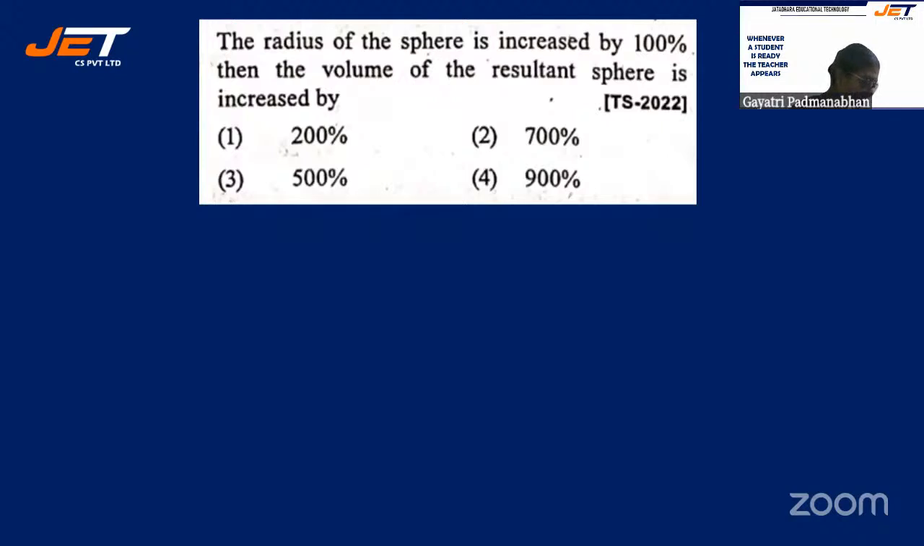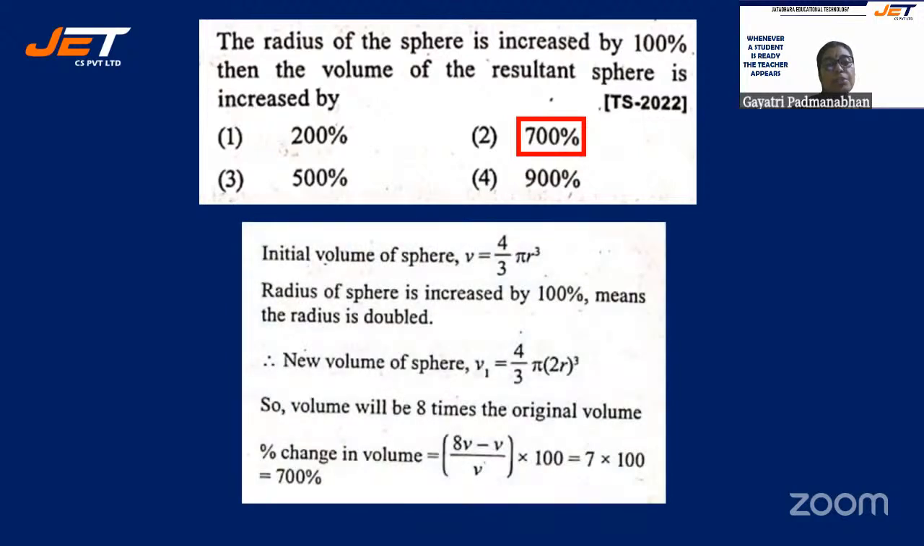The radius of the sphere is increased by 100%. Then the volume of the resultant sphere is increased by dash. Let's see the answer for this. Initial volume of the sphere is 4 by 3 pi r cubed. That is the volume of the sphere, students. Next, radius of the sphere is increased by 100%, which means that the radius is doubled, right? So now what happens to the new volume of the sphere?